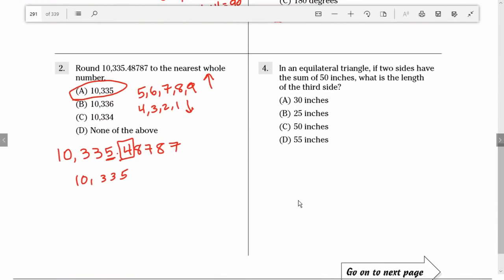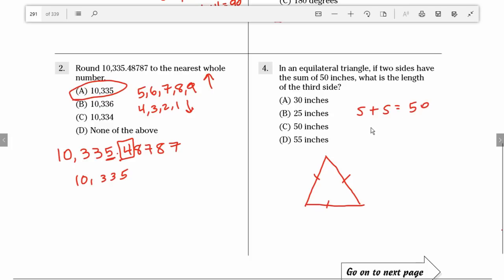Number 4, in an equilateral triangle, 2 sides have the sum of 50 inches. What is the length of the third side? So an equilateral triangle means that all the sides are equal. This side is equal to this side, is equal to this side. Okay? We're told that the sum of two sides equals 50. So side 1 plus side 2 equals 50.